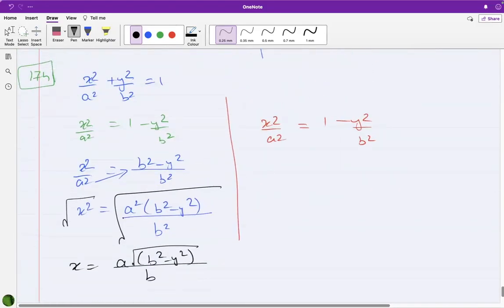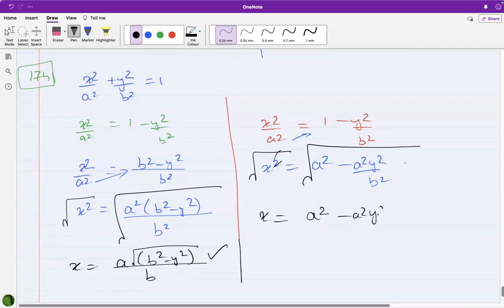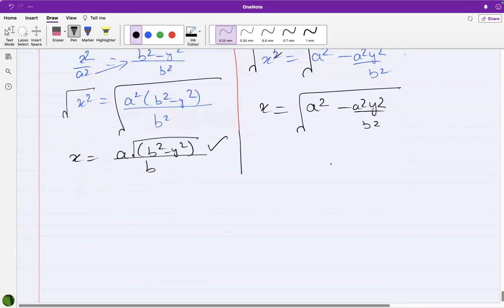So secondly, finally, this is one form. The other could be if you are not taking the LCM and you just multiply a on the other side. So that is x square is equal to a square minus a square y square over b square. Now taking square root both sides, x is equals to a square minus a square y square over b square whole square root. Now these are two different forms. I can still simplify the right hand side to get it look like this.